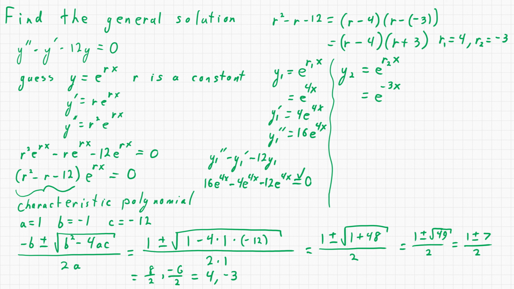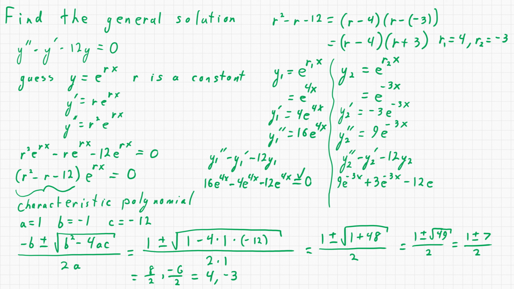Over here, for y2, if I calculate the derivatives and plug them in, I get y2 prime equals negative 3 e to the negative 3x. And y2 double prime is 9 e to the negative 3x, since negative 3 times negative 3 is positive 9. Plug it in: the original differential equation is y2 double prime minus y2 prime minus 12 y2. That ends up equaling 9 e to the negative 3x minus negative 3, so plus 3 e to the negative 3x, then minus 12 e to the negative 3x. And that does equal 0.